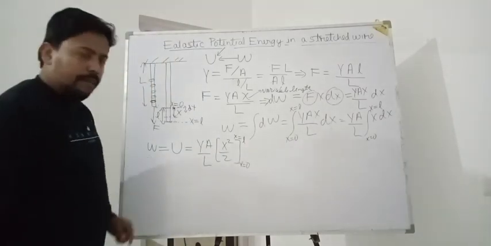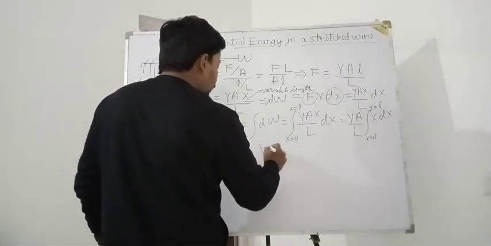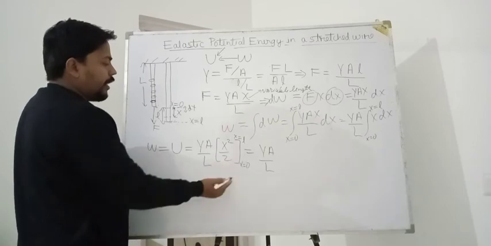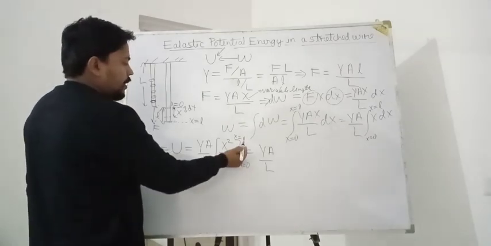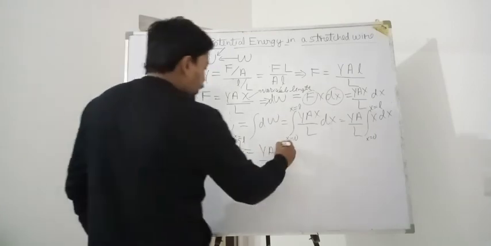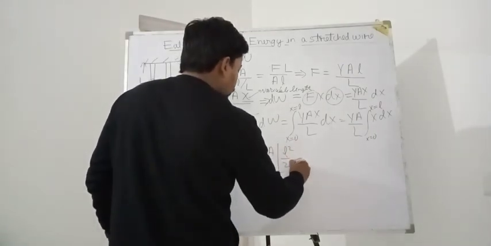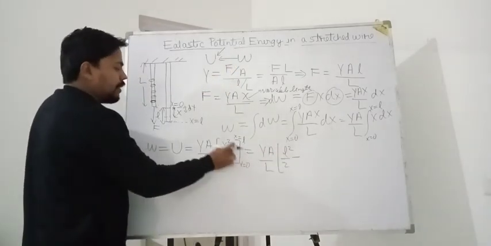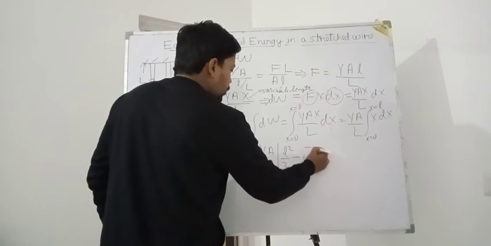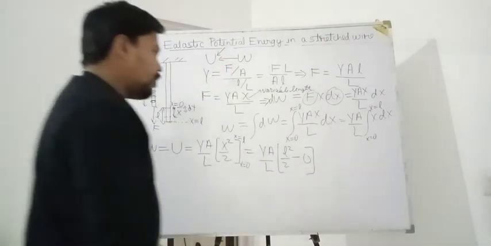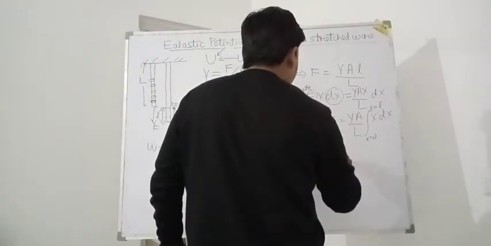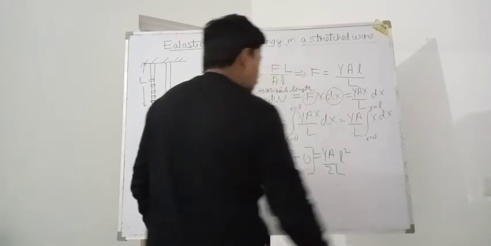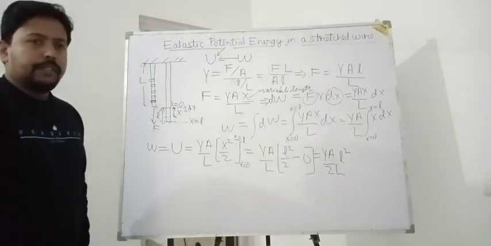So this we know how to solve. Gamma into A will be as it is, upon L will be as it is, and first we place the higher limit and we subtract by putting the lower limit. If we place x equals L, it will give L square upon 2, minus the value with the lower limit. If we place x equals 0, then we get 0. This is the method of how we solve integration. Gamma into A upon 2 into L square. This is the value which we have for the potential energy.